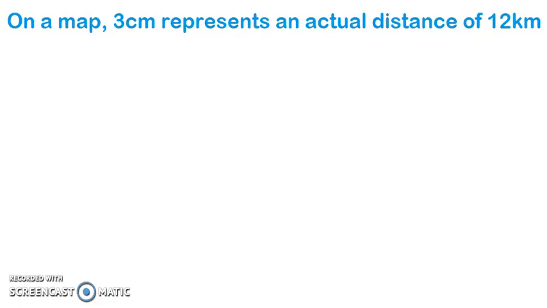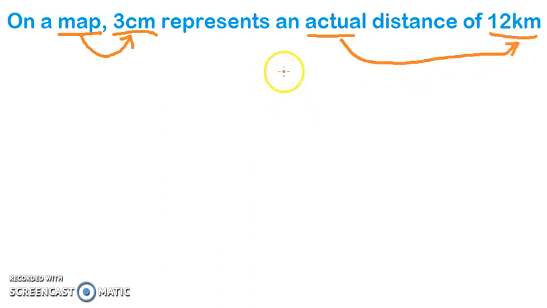Alright, map and scale revision again. So right now, when we are faced with this kind of problem situation, what I like to do personally is work smart. I like to highlight the clues that they give us. 3 cm represents an actual distance of 12 kilometers. Okay, I forgot here. On the map, it's 3 cm, but in real life, the actual is 12 kilometers.